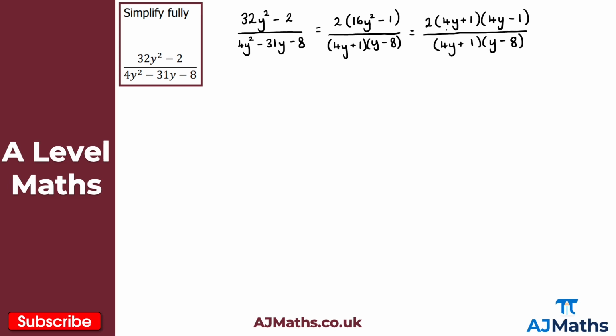And then from here, I can identify the common factors. I've got a 4y plus 1 in the numerator and a 4y plus 1 in the denominator, so we can cancel those. What I get left with is 2 lots of 4y minus 1 all over y minus 8. Okay, and there we have it. That's its simplified form, fully simplified, and that gives the solution to the very last question. And that brings the end of this video on algebraic fractions.